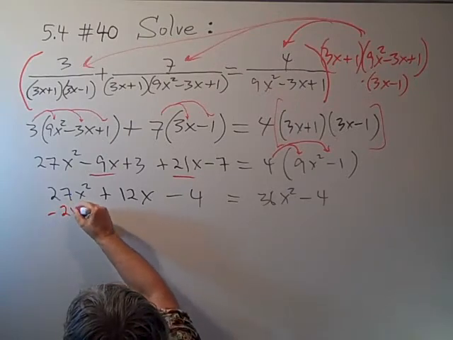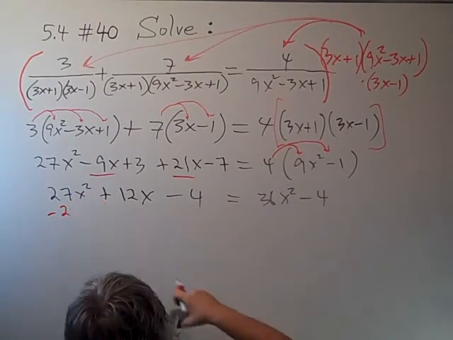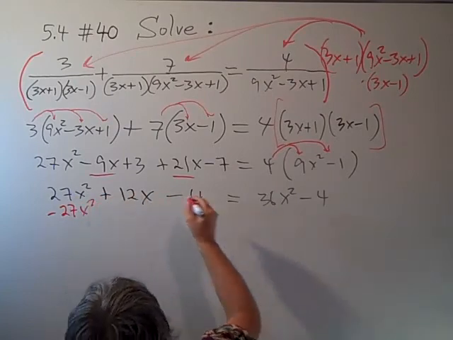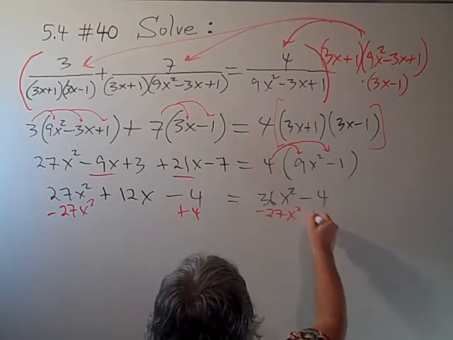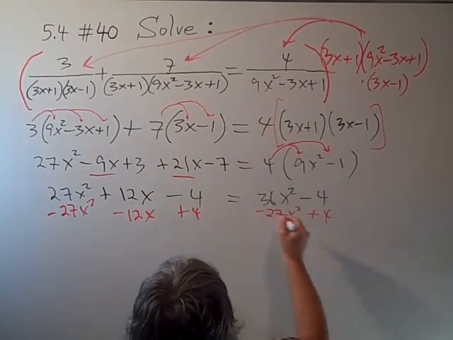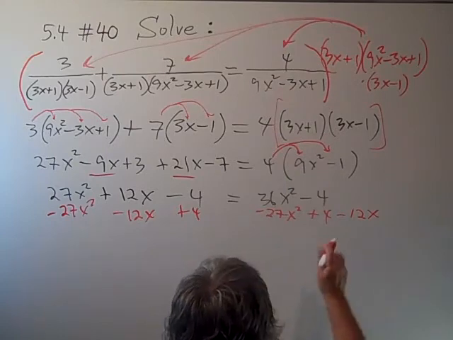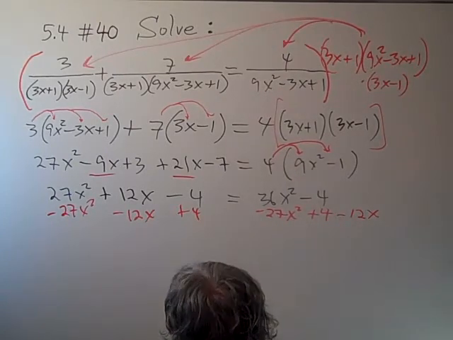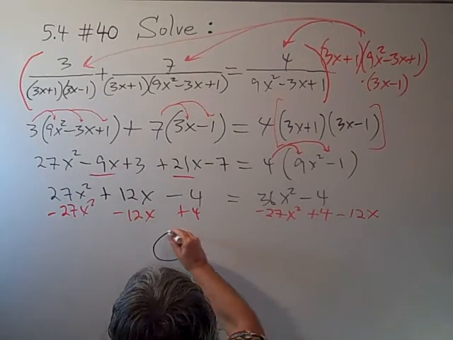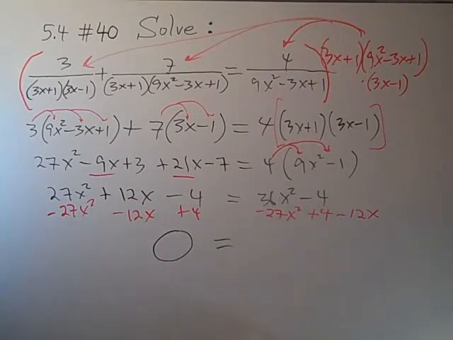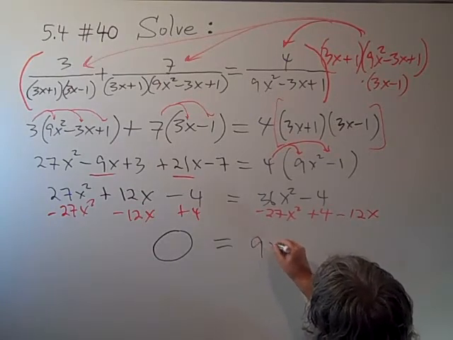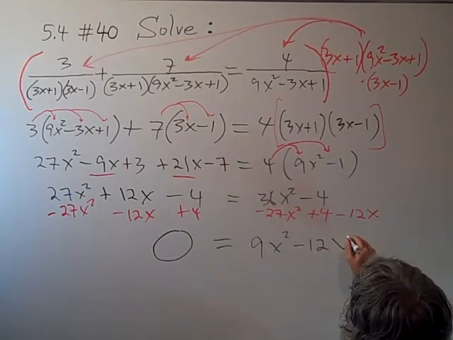Okay, now let's get everything on one side of the equal sign. Let's take 27x squared from both sides. And let's add 4 to both sides. And let's take 12x away from both sides. So the result of all that is a big 0 on the left side. And on the right side we've got 36 minus 27, which is 9x squared minus 12x.